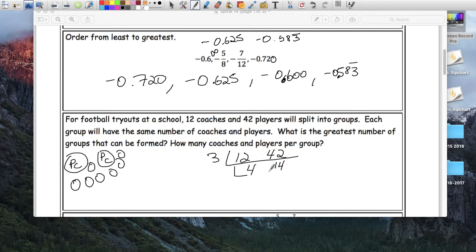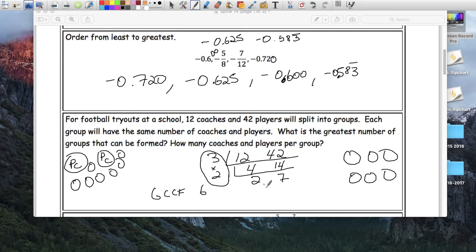And then 2 will work. 2 goes into 4 2 times. 2 goes into 14 7 times. Nothing else will work, so the GCF is the product of these two numbers. 3 times 2, so the GCF is 6. That means we're going to have 6 groups. 1, 2, 3, 4, 5, 6. And the 2 here represents the coaches, and this is the players. So each group is going to have 2 coaches and 7 players.